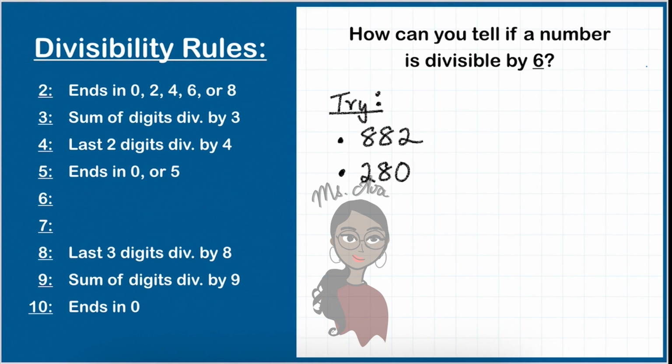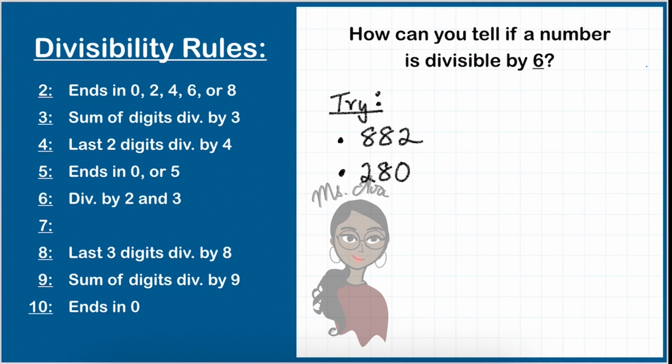The next number we're looking at is how to tell if something is divisible by 6. This one, the way that you tell is if it is divisible by both 2 and by 3, then that means it is going to be divisible by 6. Okay, so let's try these examples here.